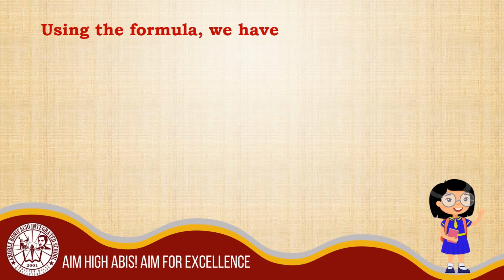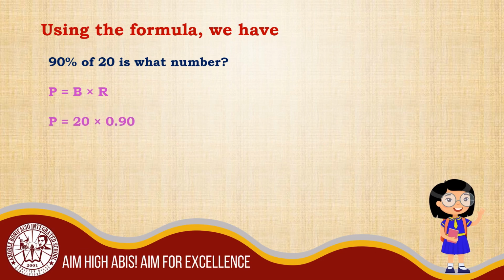To solve using the formula, we have 90% of 20 is what number? Again, identify the unknown in the given statement. Since we are going to solve the percentage, we use the formula percentage is equal to base times rate. Then substitute percentage is equal to 20 times 90 hundredths. Percentage is equal to 18. 18 is Kim's score in 20 item test.